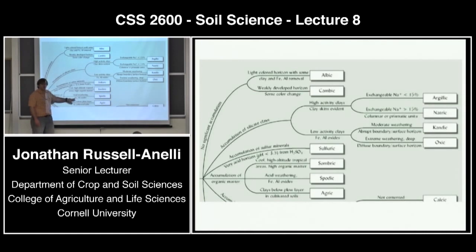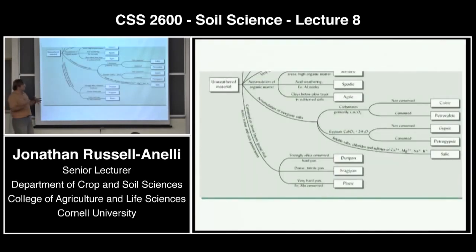Acid weathering with iron and aluminum oxides, a spodic horizon. Clays between a plow layer in cultivated soils, an agric. Keep going. We're just going to go through the varieties here.